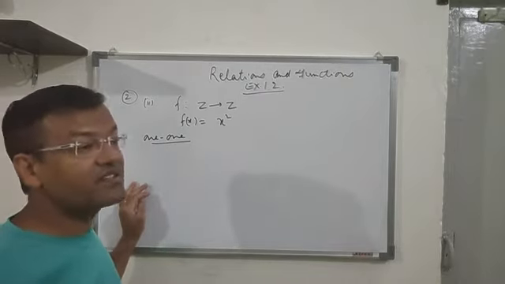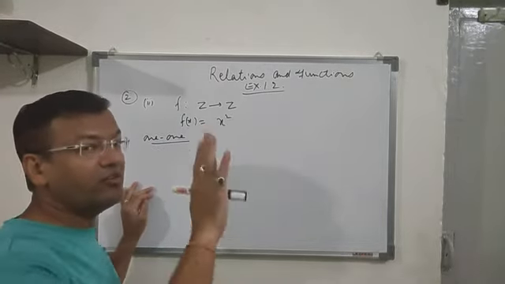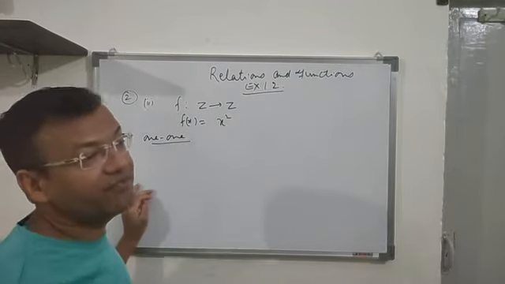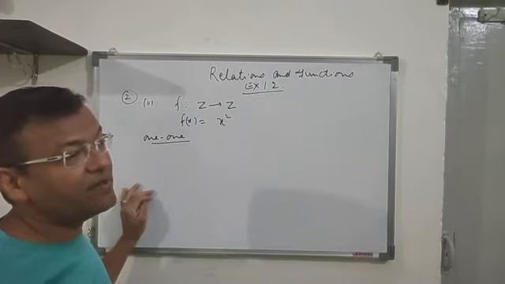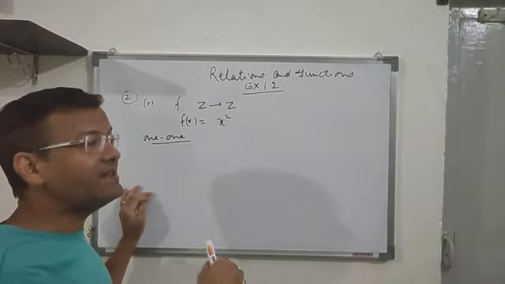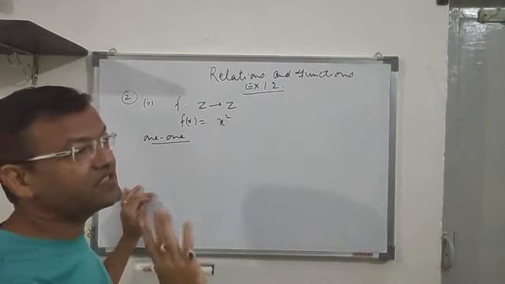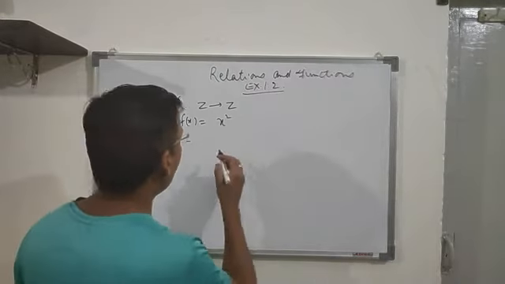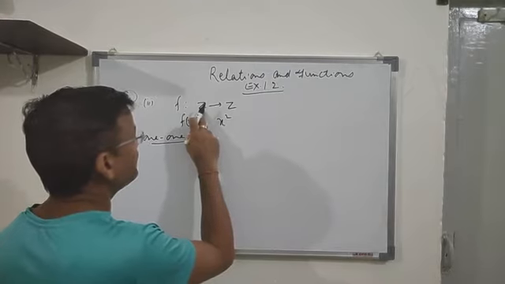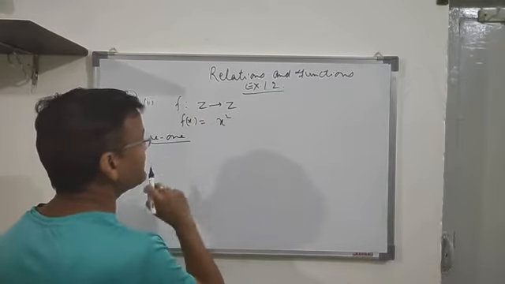Distinct elements must have distinct images. Whenever you are going to prove the result, you have to refer to your definition. Distinct elements must have distinct images, and if many elements have the same image, it's not a 1-1 function. So let's find here, because it is a set of integers, on the left hand side the domain is a set of integers, and the codomain is a set of integers.